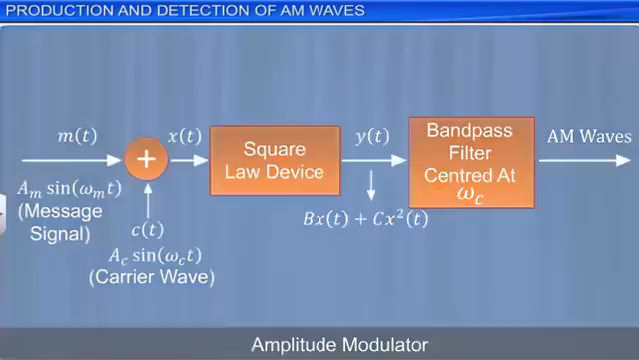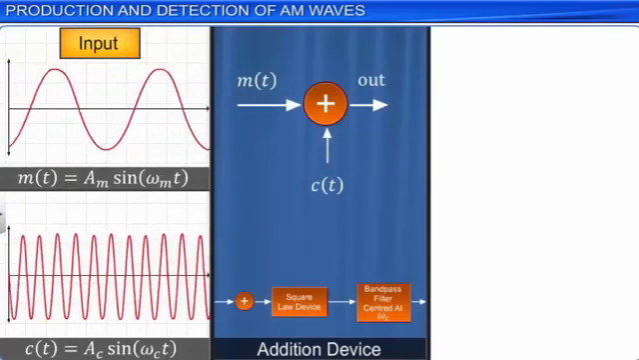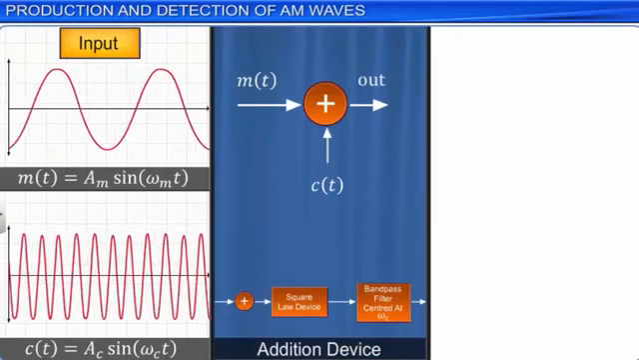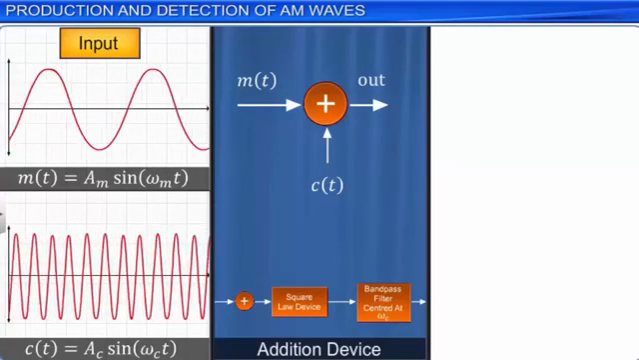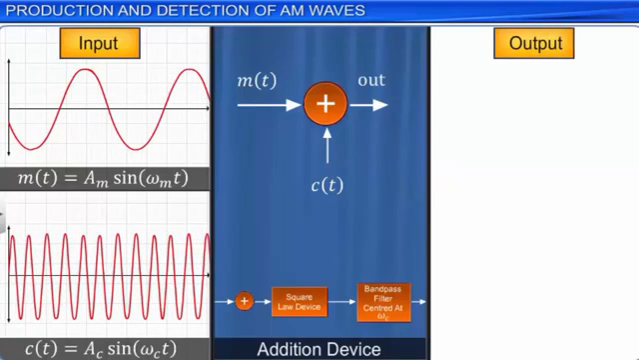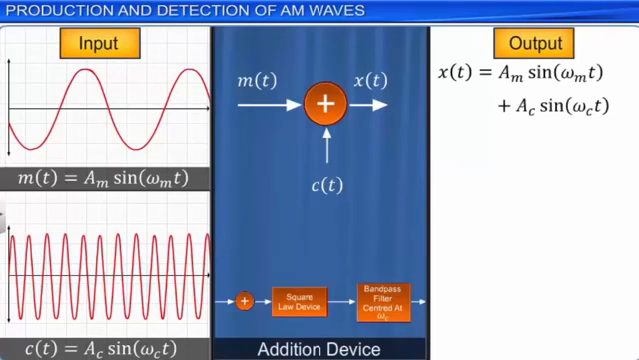The first step in the production of amplitude modulated waves is the addition of the modulating signal to the carrier wave. The output of this process is a function x(t). Thus, it is given by the equation x(t) = Am sin ωm t + Ac sin ωc t. Let this be equation 5. Comparing equation 5 with equation 4, we find that sinusoidal waves with the upper and lower side frequencies are missing in the output of the addition device. These waves are generated by the square law device.